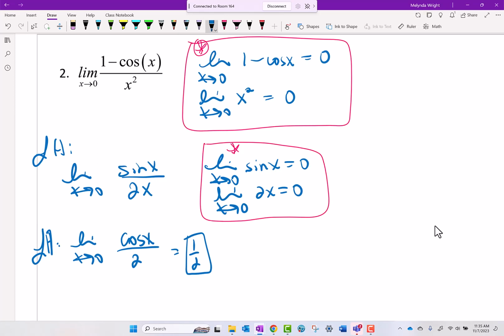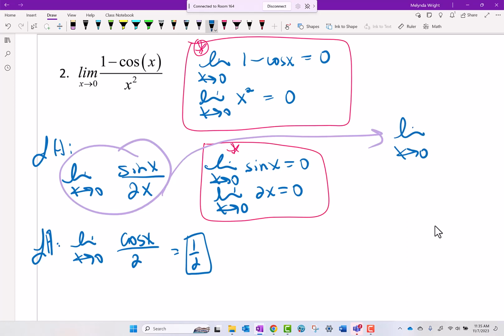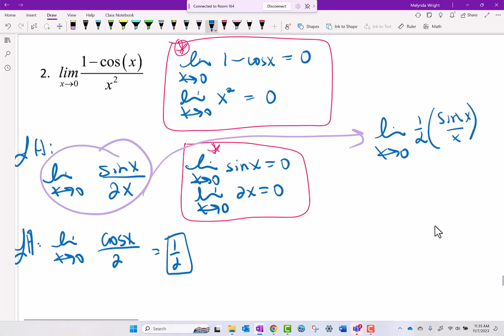Just as an aside, just for fun, and y'all are like, no, that's not that much fun. Okay, it's fun to me. Using the special limit, I would pull out the 1/2 times sine x over x. And we know the limit as x goes to 0 of sine x over x is 1. So this is 1/2 times 1, which is 1/2. You would get the same answer either way you chose to do it.